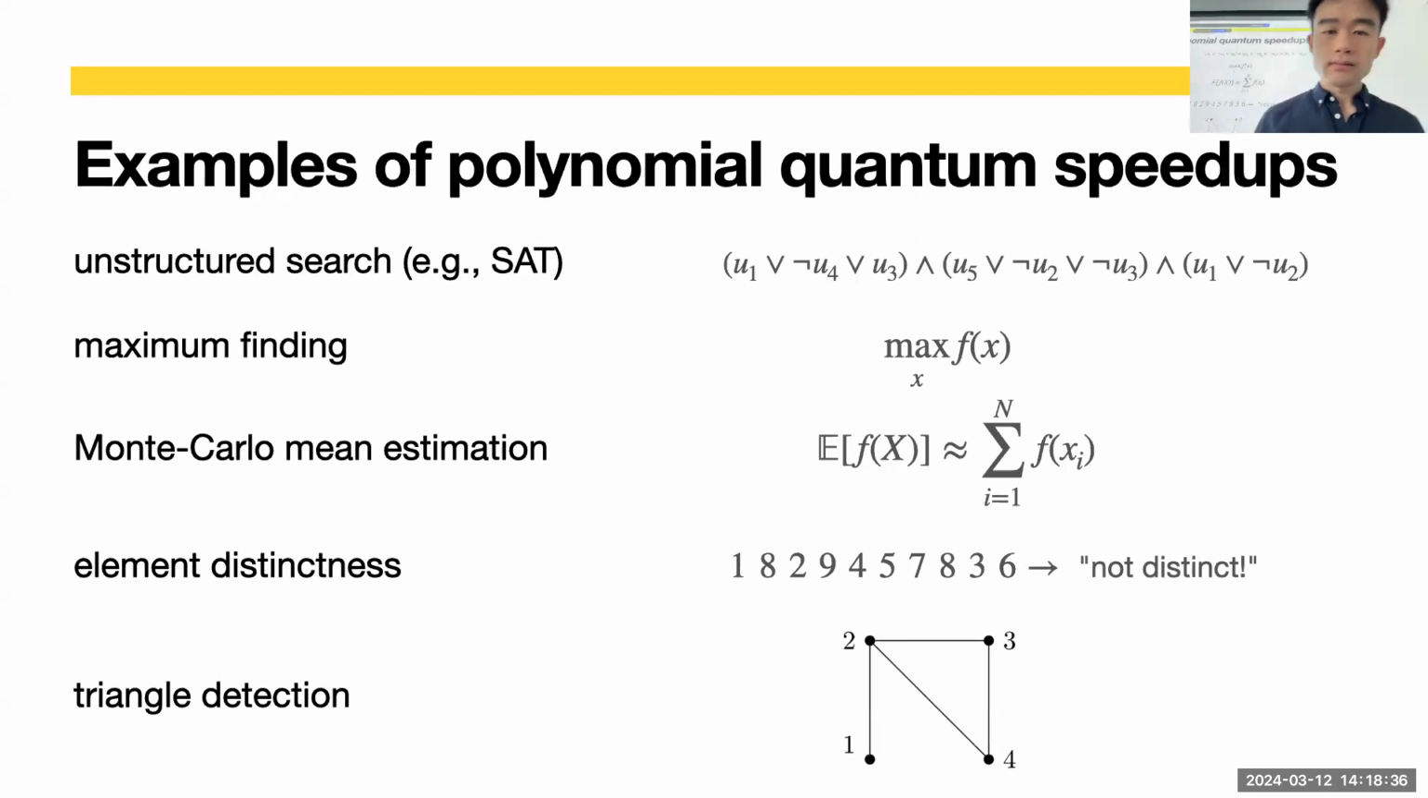Lastly, there's the triangle detection problem. Here, you're given the ability to query whether edges of a graph exist, or alternatively, the adjacency matrix of a graph. Your goal is to decide whether this graph contains a triangle. In this example on the slide, the answer should be yes, because clearly there's a triangle between vertices 2, 3, and 4. So these are some examples of polynomial quantum speedups.